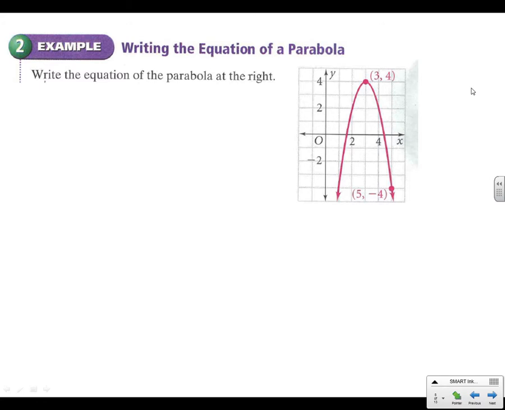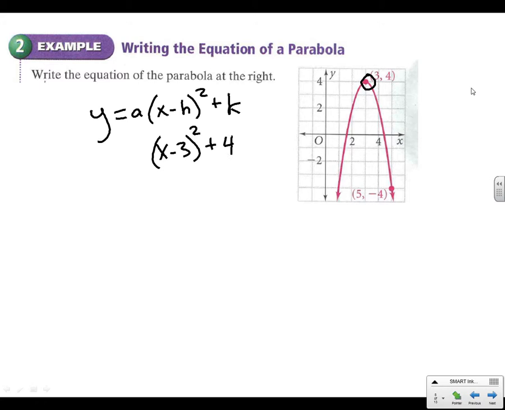All right, so now we're going to go backwards. They give us the equation. Our job is to come up with the parabola. So, we know the equation in vertex form is y equals a, x minus h squared plus k. Since we know the vertex, we know h and we know k. At the vertex, right here, the x value is 3, so we've got x minus 3.